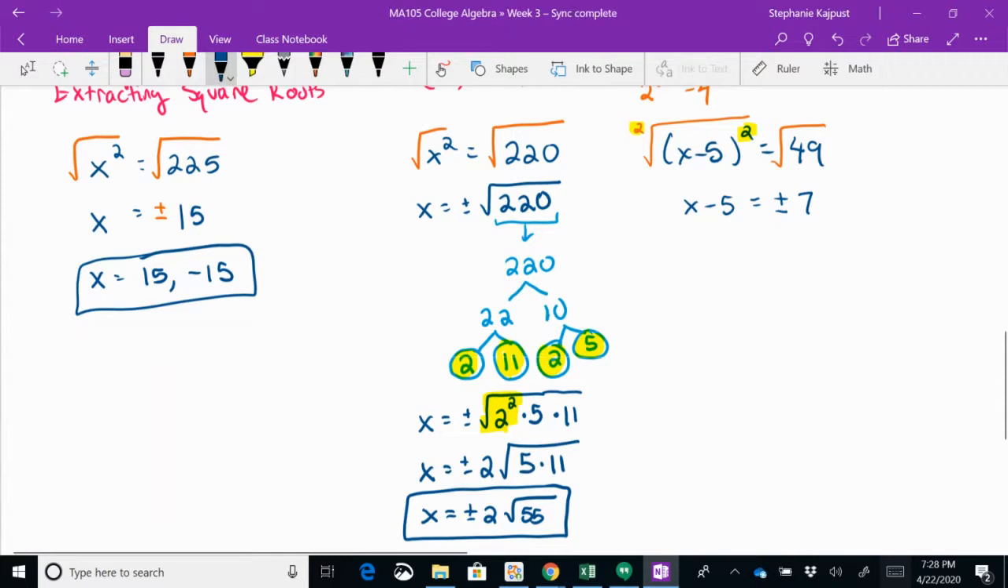So in this case, I'd be adding 5 to both sides, but the plus or minus gives us an issue there. You can't just add the 5 to 7 because of the plus or minus in front of there. So we have to create 2 equations, one of them with the positive version and then one with the negative version.